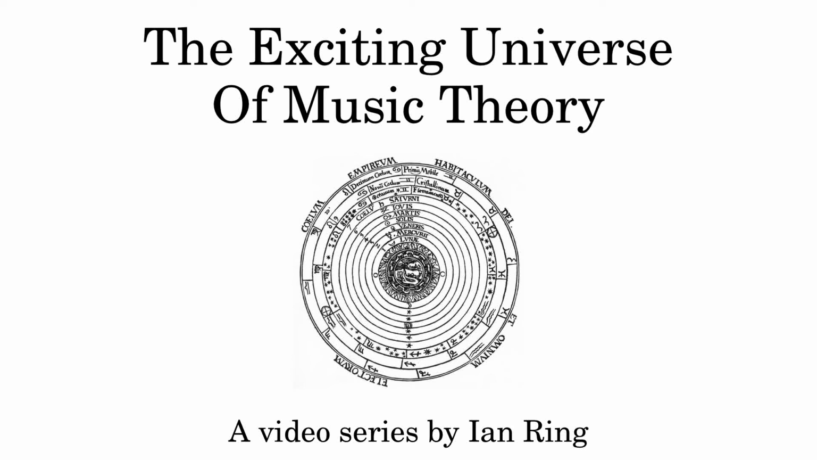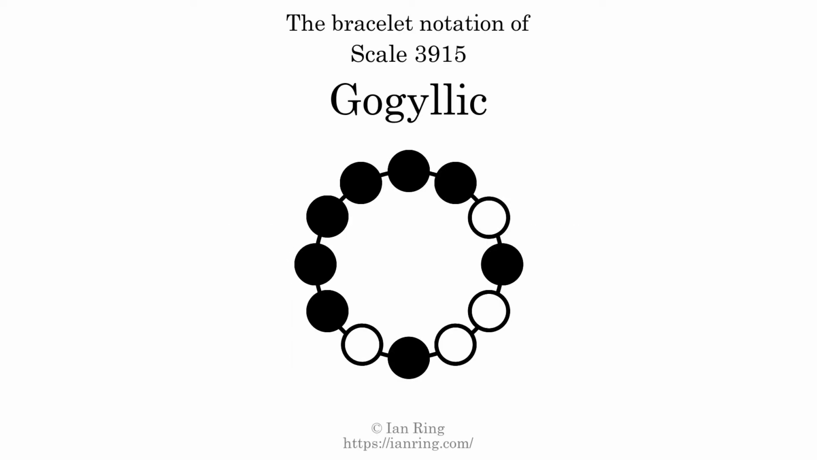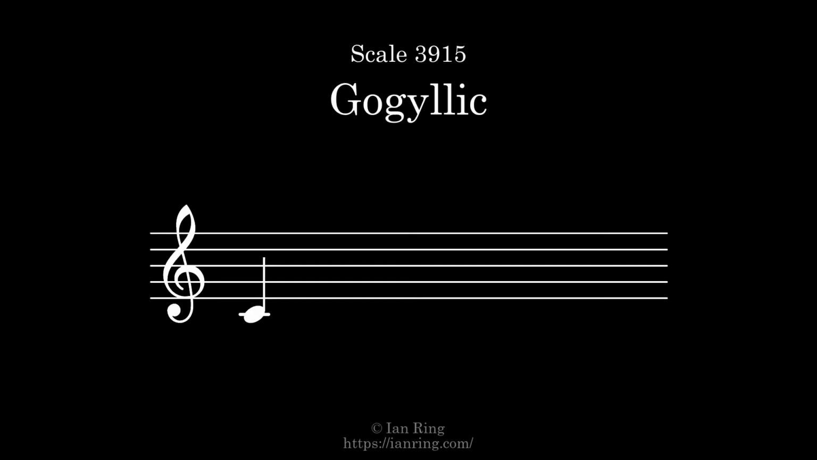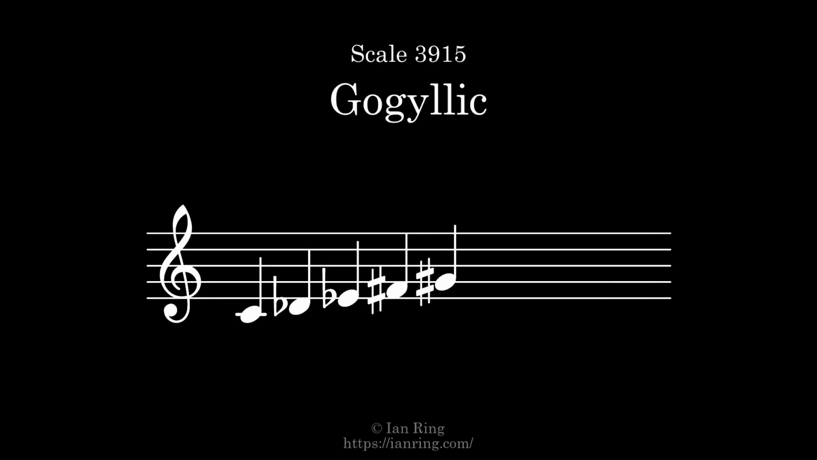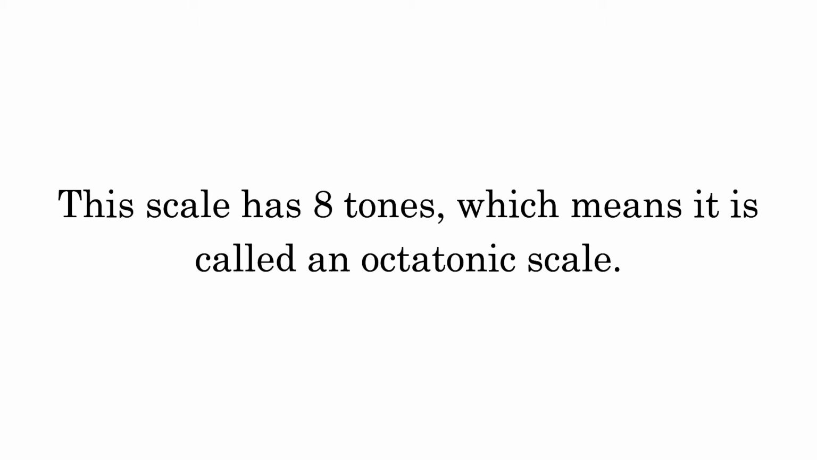Welcome to the exciting universe of music theory. Are you ready to learn? Then let's begin. Today we will talk about scale 3915, Gogyllic, which sounds like this. This scale has 8 tones, which means it is called an octatonic scale.